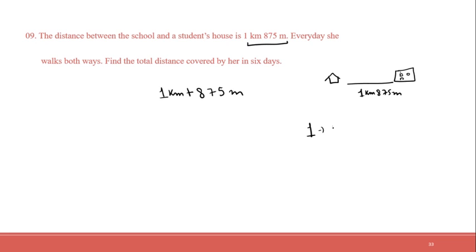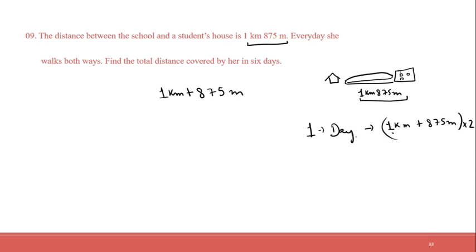In one day she will cover, first she'll go from home to school, then again from school to home. That means she will cover twice this distance. So in one day she will cover 1 kilometer plus 875 meters into 2, because we have to double the distance, one for going to school, one for returning from school.